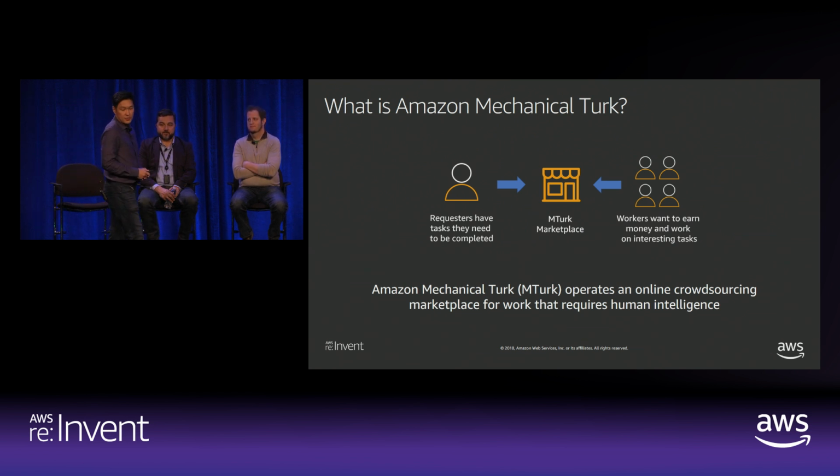MTurk itself is a marketplace where we provide requesters with programmatic access via the AWS APIs to reach a diverse on-demand workforce. And just like any other AWS service, MTurk is on-demand, elastic, and you only pay for what you use.